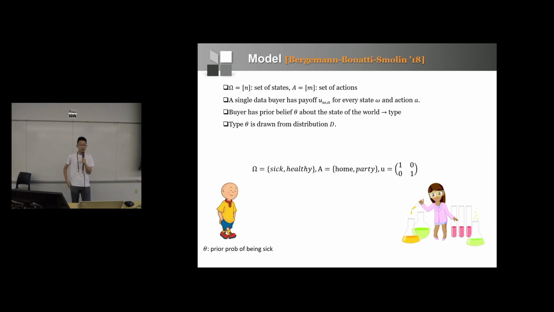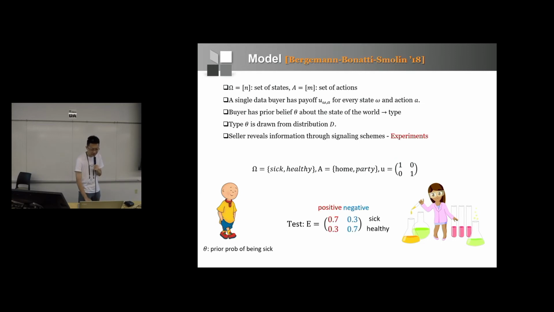Initially, the buyer has some prior belief about the state of the world, which is her prior type, a private type drawn from some distribution. In this example, this theta is simply her belief about the probability of being sick, and then the seller will reveal additional information about the state of the world by using a signaling scheme, which is also called an experiment. In this case, the experiment is just a test, which uses either positive or negative signals to indicate whether the person is sick or healthy.